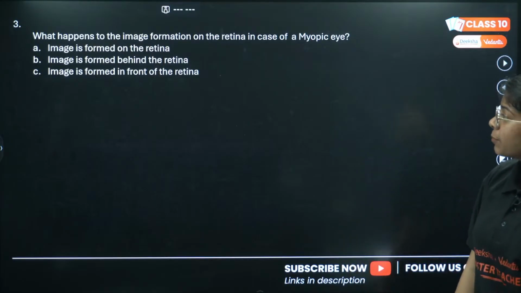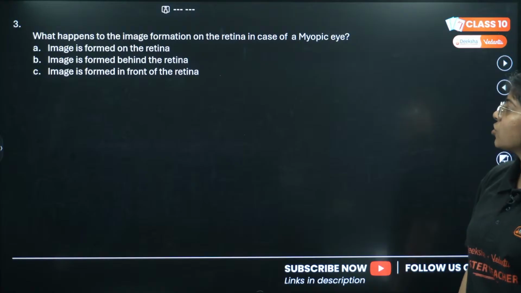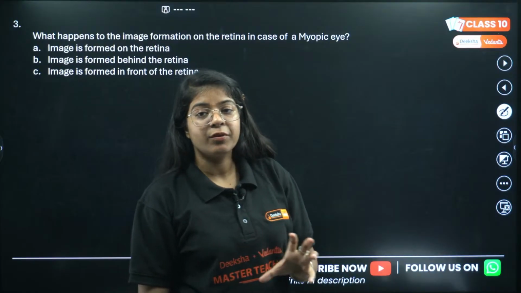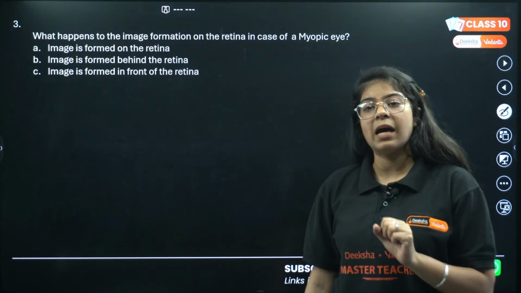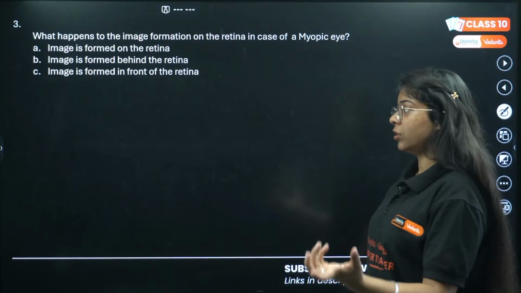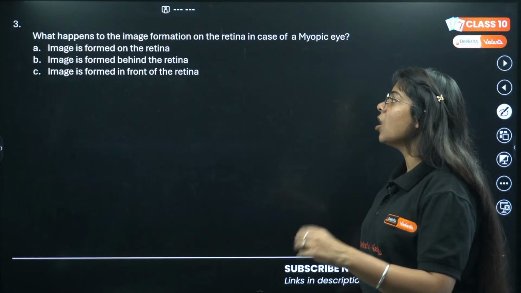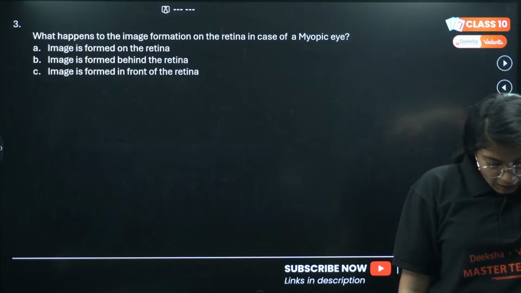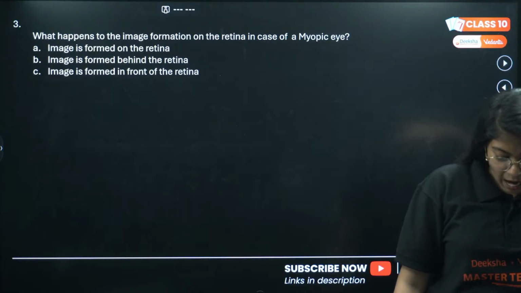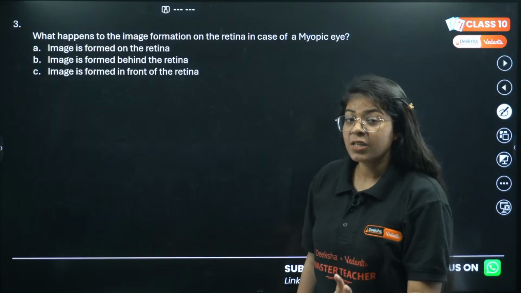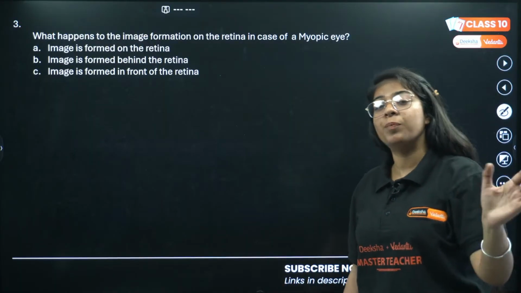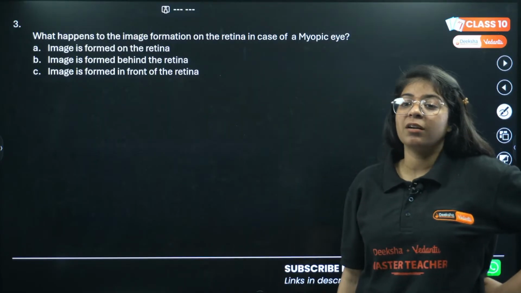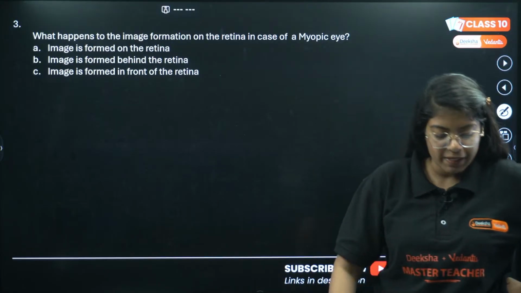What happens to the image formation on the retina in case of a myopic eye? We just studied it. Read it carefully and answer it carefully. Is the image formed on the retina, behind the retina, or in front of the retina? Let me know. Yes, we'll do hard PYQs. These are some of the basic questions that we are doing to warm up, to brush up your concepts, so that you can clearly remember which lens is used for which kind of defect. Coming up, we have some really good numericals also.